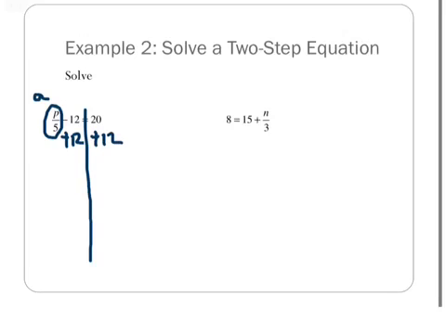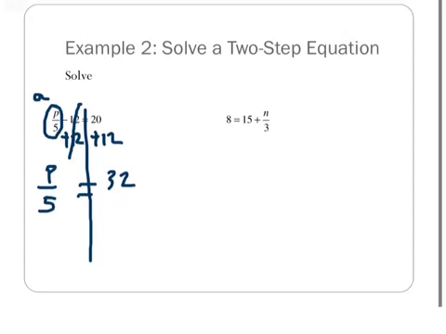Where it said subtract 12, I'm now going to add 12. So that cancels that out. On the left side, I have p over 5, and on the right side, I have 20 plus a negative 12. 20 plus a positive 12 gives me 32.